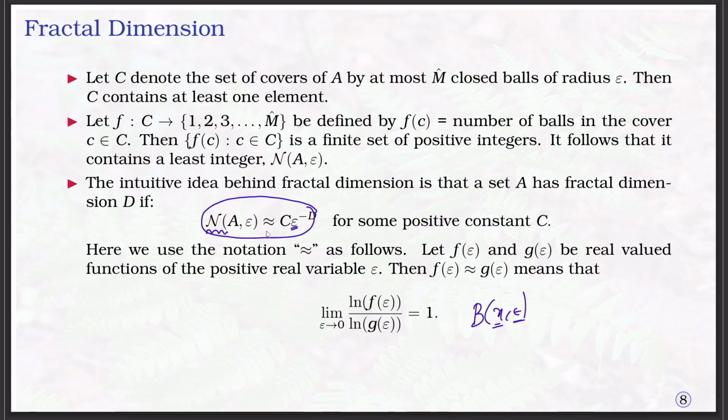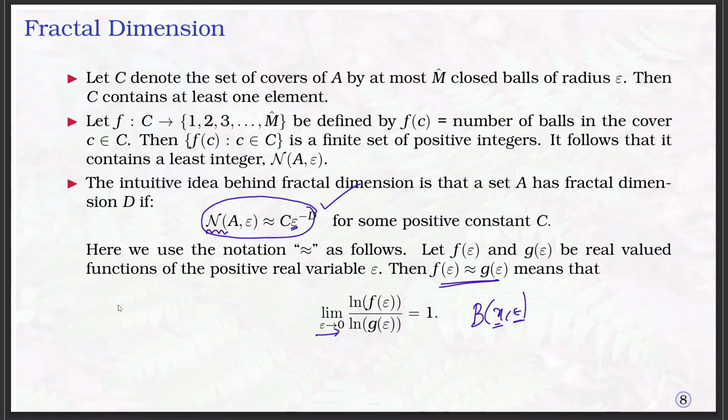Here we use the notation tilde as follows: let f of x and g of x be real valued functions of the positive real variable epsilon. The meaning of f of epsilon tilde g of epsilon is that, as epsilon tends to 0, the natural logarithm of f of epsilon over the natural logarithm of g of epsilon equals 1. Whenever epsilon approaches 0, the ratio between the logarithms of these two numbers equals 1. Now we will define what the fractal dimension is.